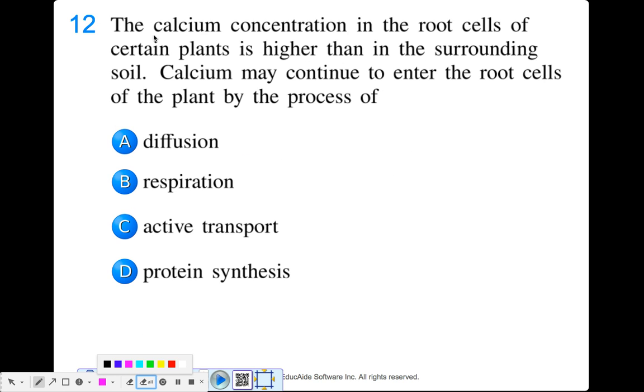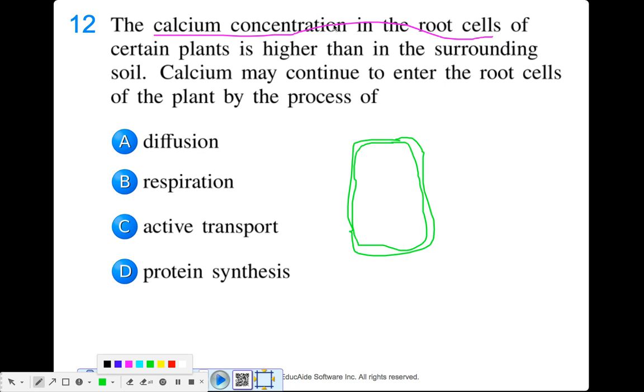All right, let's draw that. Calcium concentration in the root cells. Let's draw a plant cell. I'm going to make it green. All right, so here's our root cell. Okay, it might be square, cell membrane, cell wall. And we'll just leave it like that.